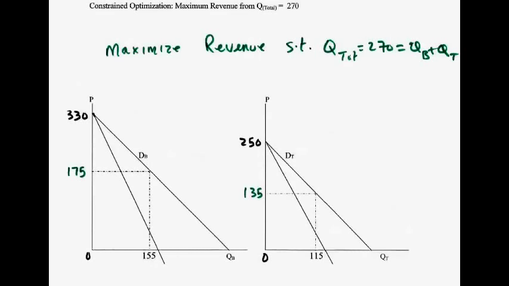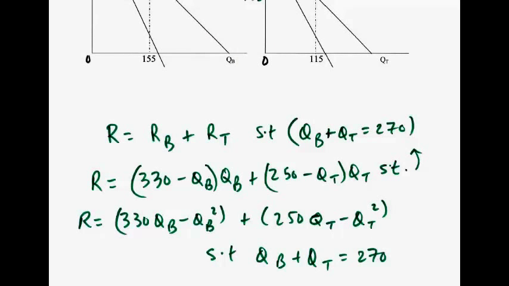A moment ago I said that maximizing profit when all of the passengers are being charged the same amount is tantamount to maximizing revenue subject to the constraint of filling a certain number of seats. The quantities and prices will be the same, and the profit will be the same. Here's a setup for the revenue problem. Maximize R equals RB plus RT subject to QB plus QT equals 270. Once we plug in the inverse demand equations, we get the revenue functions subject to the constraint.